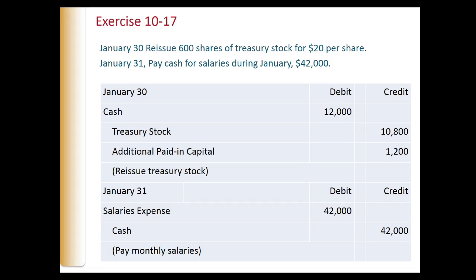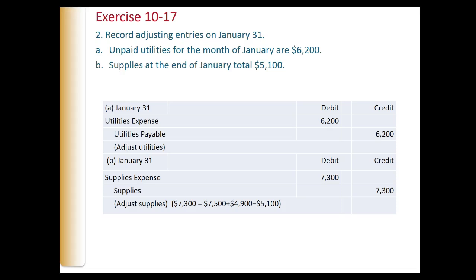Then January 31st, paid cash for salaries during January of $42,000. A debit to salaries expense, a credit to cash. Now we need to record our adjusting entries. The first adjusting entry is unpaid utilities for the month of January are $6,200. We'll adjust our utilities by debiting the utilities expense and crediting utilities payable.